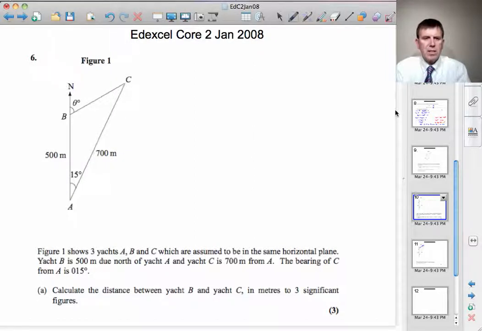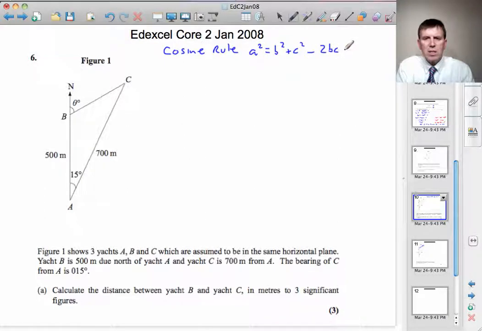So we're trying to find the length BC. We have two sides and we have the angle in between them. So what we need is cosine rule. Let's have a reminder of cosine rule. Cosine rule says that a squared is equal to b squared plus c squared minus 2bc cos A. So it gives you the square of one side using the other two sides and the angle in between them.